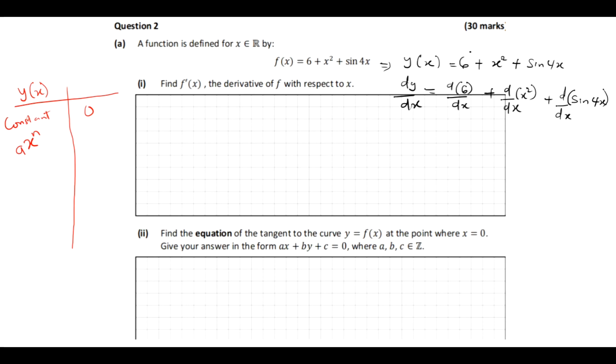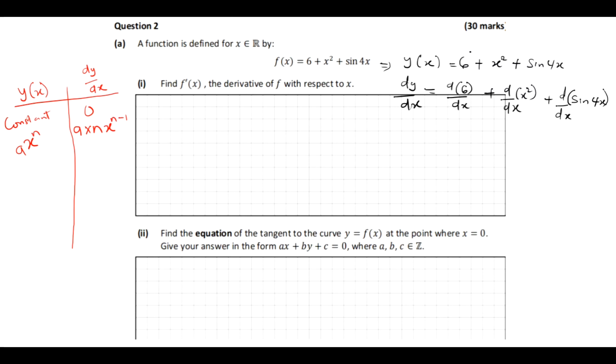In differentiating a power function, in order to find dy with respect to dx, you multiply the power with the coefficient. So this is going to be a multiplied by the power n, then x to the power n minus 1. You remove 1 from the whole power. So you multiply the coefficient with the power, then remove 1 from the power. That's how we differentiate a power function. It's called a power function.